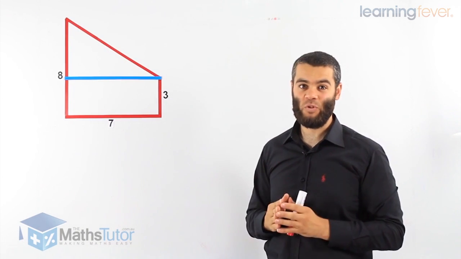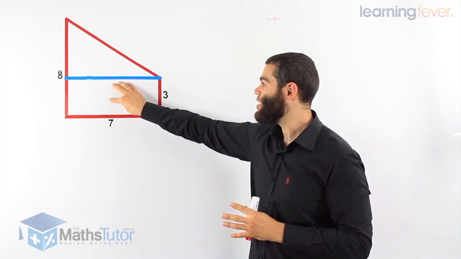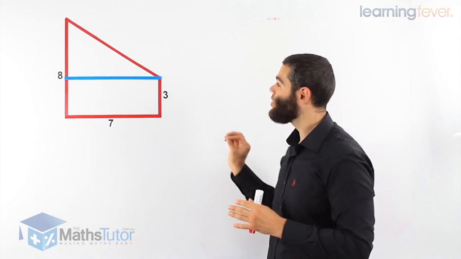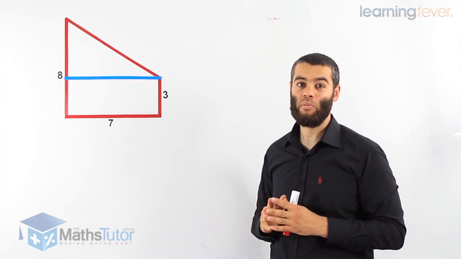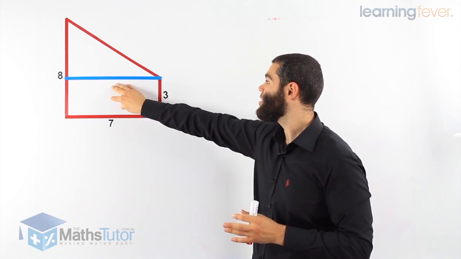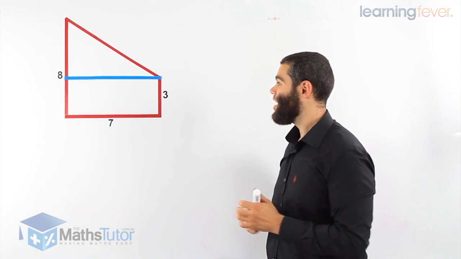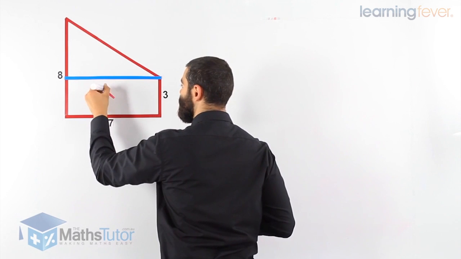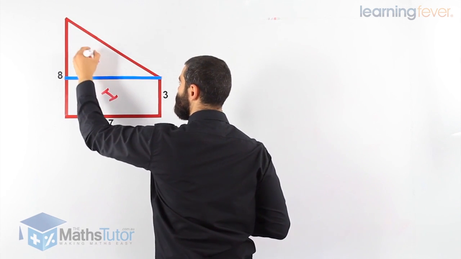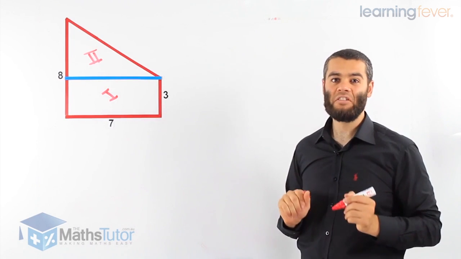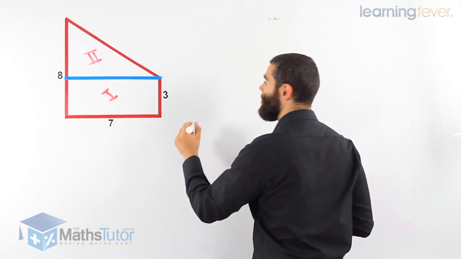So now I have to work out the area of the rectangle, the area of the triangle, and then add them up. Very important to notice how I can split up the composite figure. In this case here, a rectangle down the bottom and a triangle up top. Let's get started. We're going to mark area 1 and area 2. Starting with area 1, it is a rectangle. So we know a rectangle.